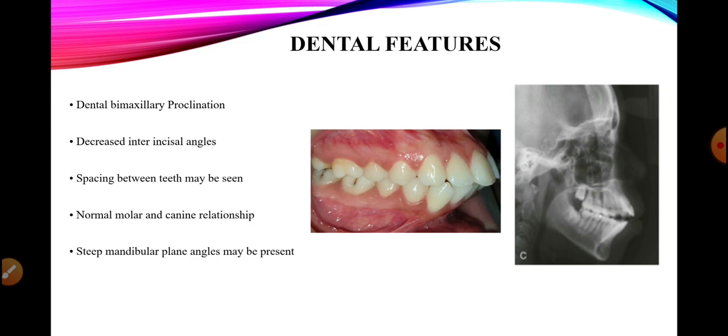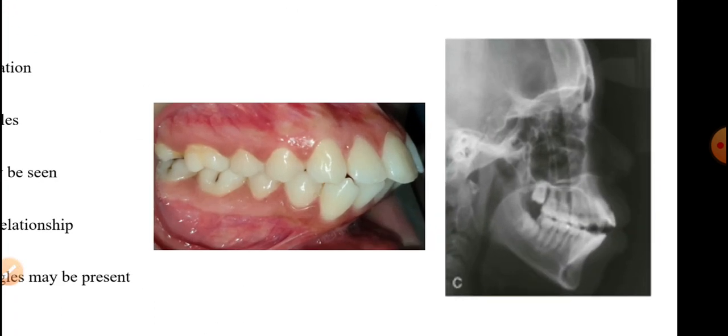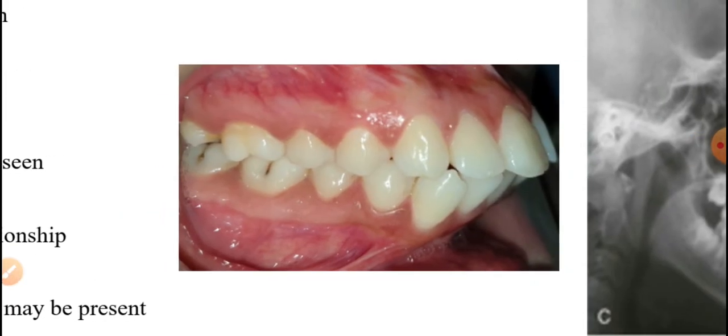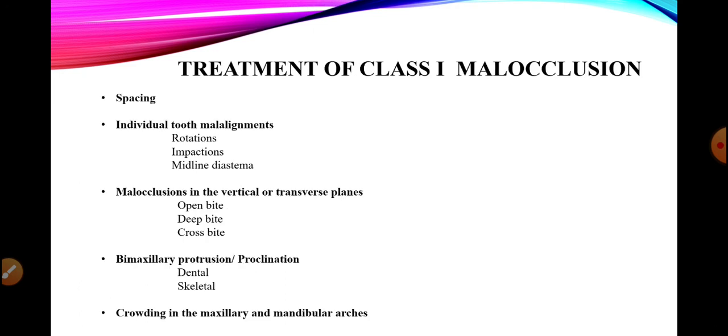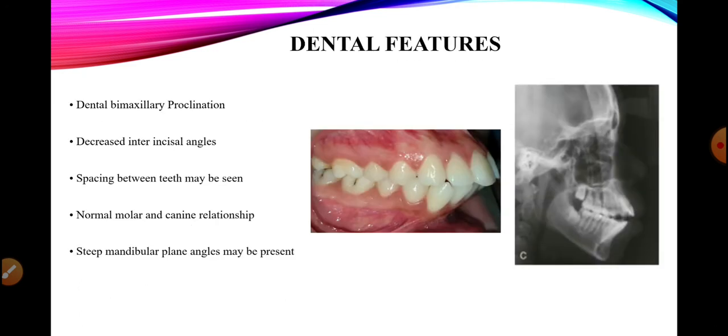And as I have mentioned earlier, when we talk about the radiograph, usually a steep mandibular plane angle is seen. Therefore, in cases of bimaxillary proclination, we can see proclined upper incisors, proclined lower incisors, usually a class 1 incisor relationship, a decreased interincisal angle, and spacing. So these are the multiple features that can be seen in cases of bimaxillary proclination. This is all for today.